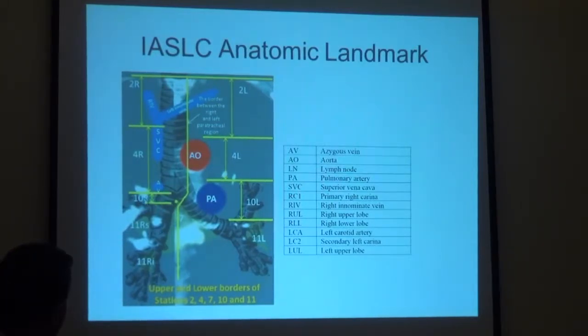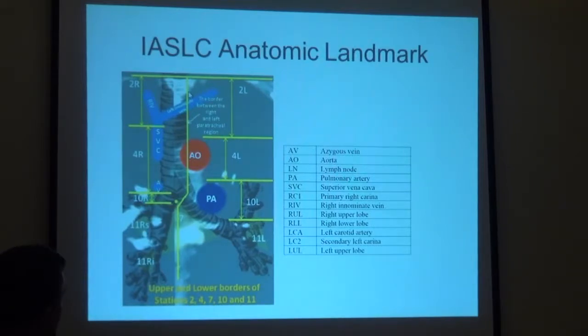And once you go from the lower border of the azygos, then you can go from 4R to 10R. So that takes you, again, from N2 to N1. This is a very important border to remember. This is important to know, but it doesn't change the prognosis much. So going from 2R to 4R, or going from 2L to 4L, is important, but will not change the management drastically.